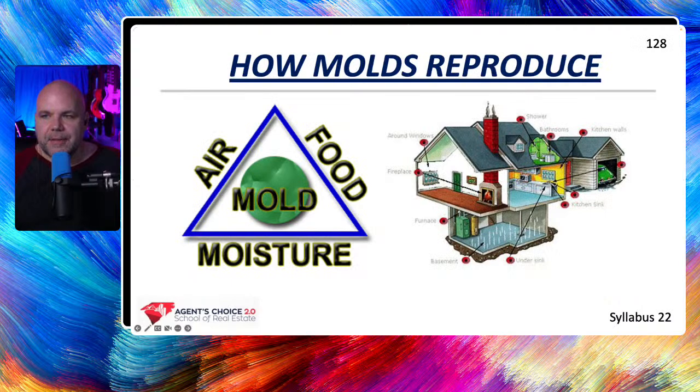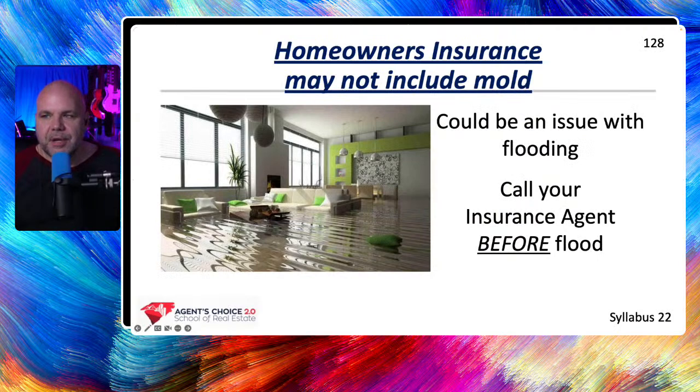Once you combine these things, this is what mold needs to survive. It needs air, food, and moisture. And if it has all those in one spot, it's going to grow. And if it has that moisture at a certain level, thank you, Renee, that's a big problem.